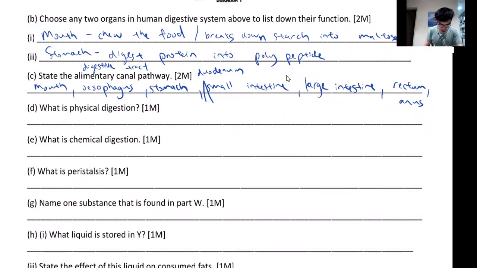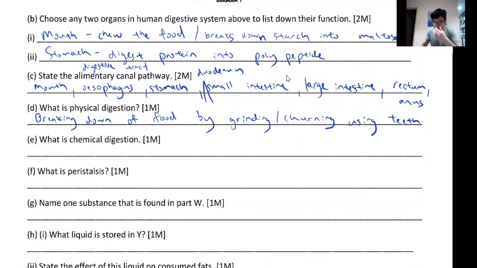Okay, so it is the breaking down of food by grinding or churning. Okay, churning means grind like that. Okay, by grinding or churning using teeth. It can be your teeth, can be your stomach also. Your stomach also churns food. That's why you have that sound when you're hungry, because it's churning air.